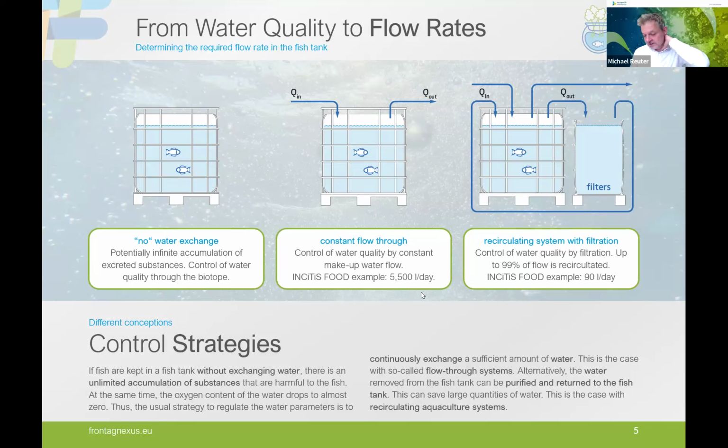Here I already put in some figures from the example we will talk about today. If we would control our example system with a flow-through control strategy, we would need about 5,500 liters a day. And when we include a filter system and can recirculate the major part of our water, we would only need about 90 liters of fresh water per day. This is a huge difference, so it's probably worth putting the effort into building some filter systems to save water.